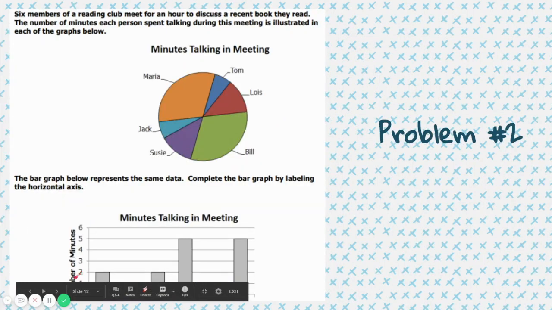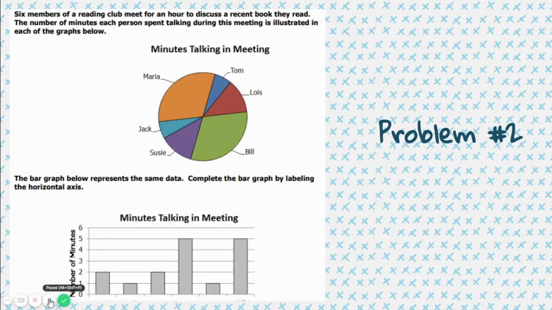And here's problem number 2. Six members of a reading club meet for an hour to discuss a recent book they've read. The number of minutes each person spent talking during this meeting is illustrated in each of the graphs below. The bar graph below represents the same data. Complete the bar graph by labeling the horizontal axis.